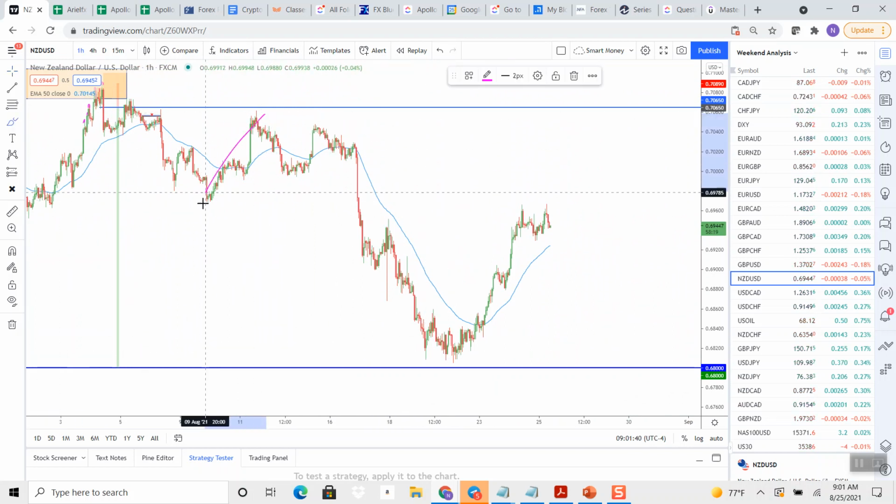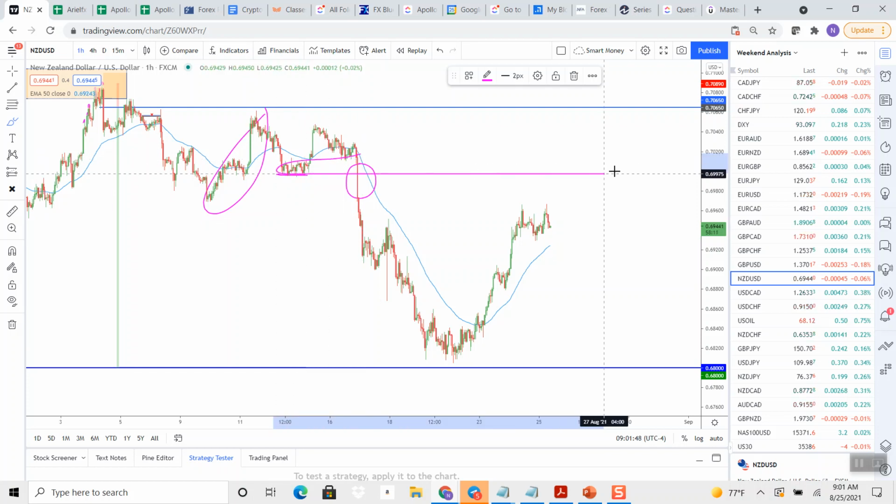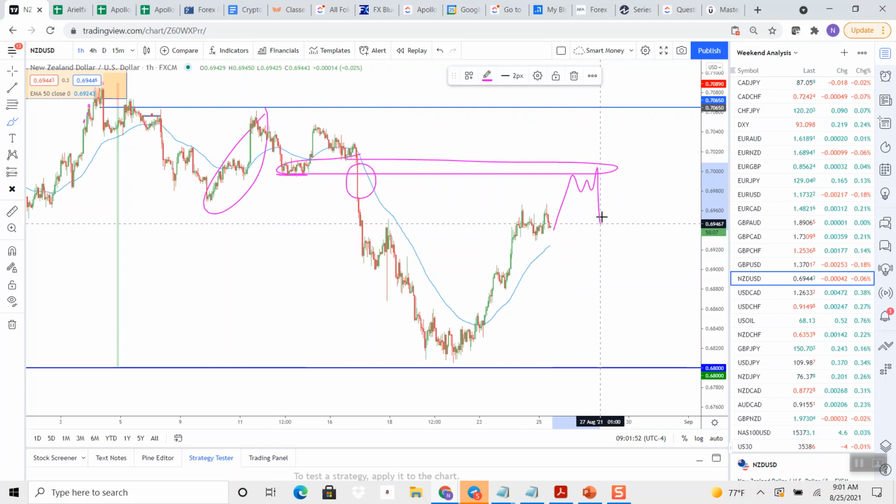So anywhere within this level, we're really looking for price to fill more imbalance, come back down, or come back up into this prior low. So anywhere into here is really where I'm looking to sell it. I'm going to be looking for more confirmations to take this short. Okay, so that is NZDUSD.